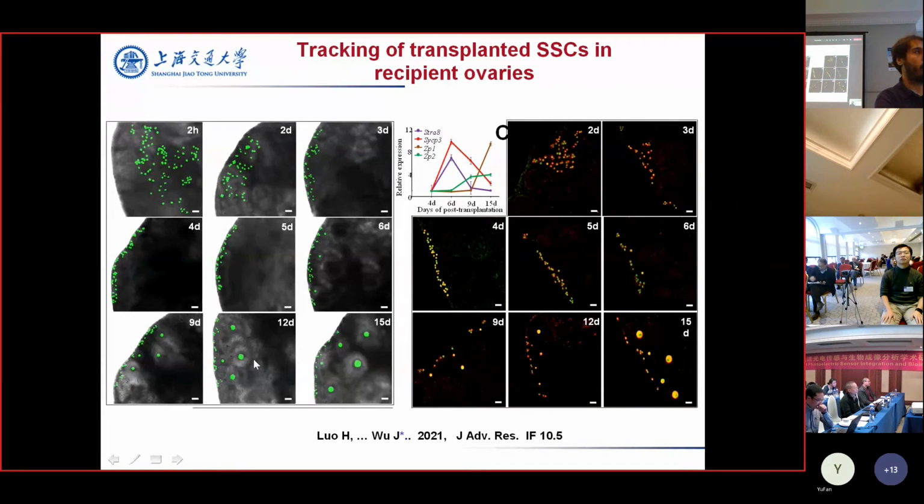On day 12, we can see some somatic cells around the larger GFP-positive cells. On day 15 we can also see this. We also did double staining, GFP and MVH, to confirm the tracing in the cells. We can see day 2, day 3, day 4, day 5, day 6, and day 15, and it's confirmed by the GFP tracing.